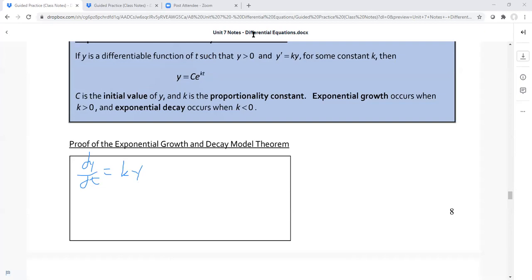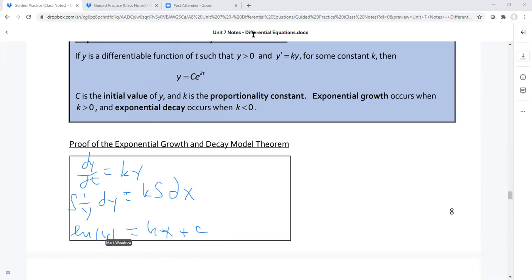Now k is a number, so we're going to leave it where it is. We're going to divide both sides by y or multiply by 1 over y, leave the dy here, and then multiply the dx over here with the k. Now the k is just a number, so I'm going to put the integral symbol in front of that and do the integral of both sides. So this is going to be the natural log of the absolute value of y equals kx plus some c that we don't know for sure.